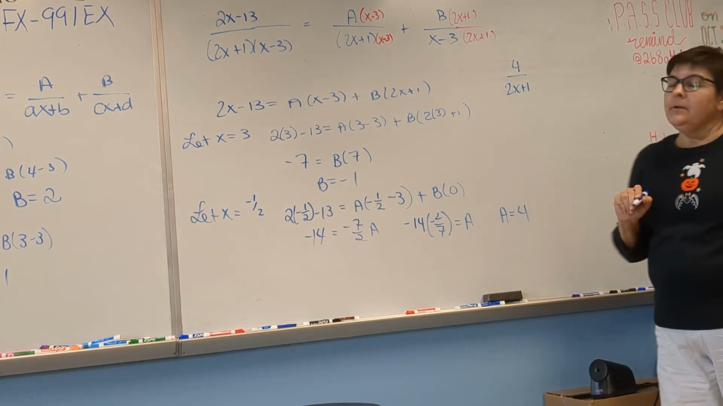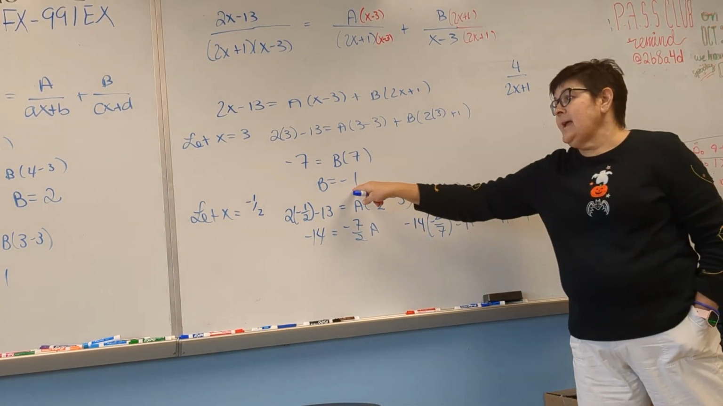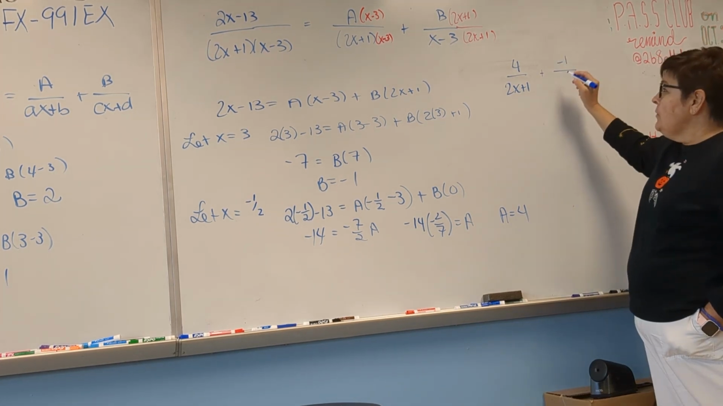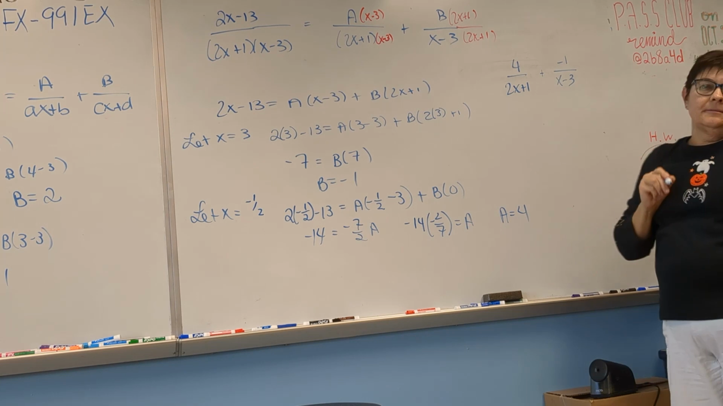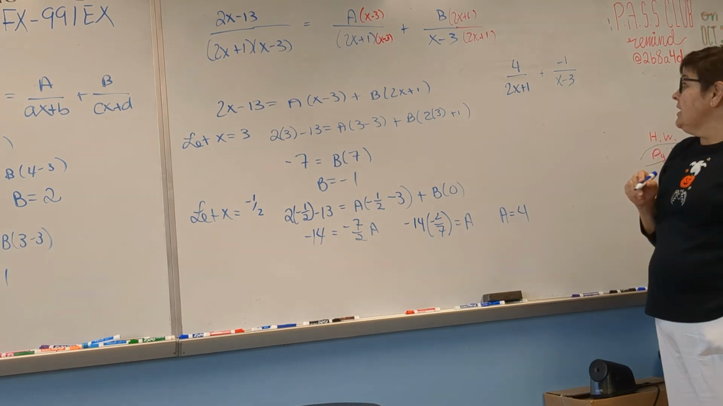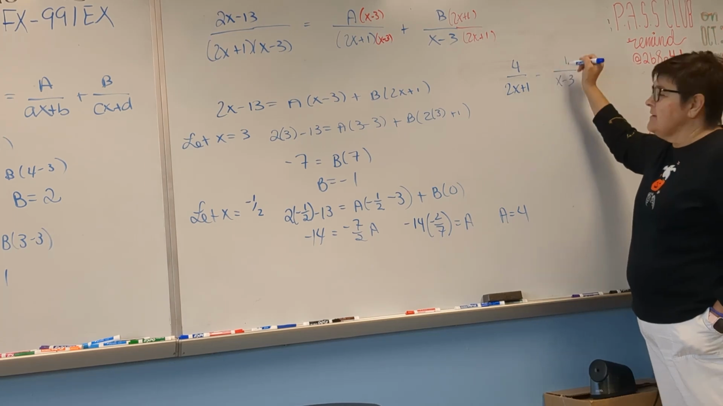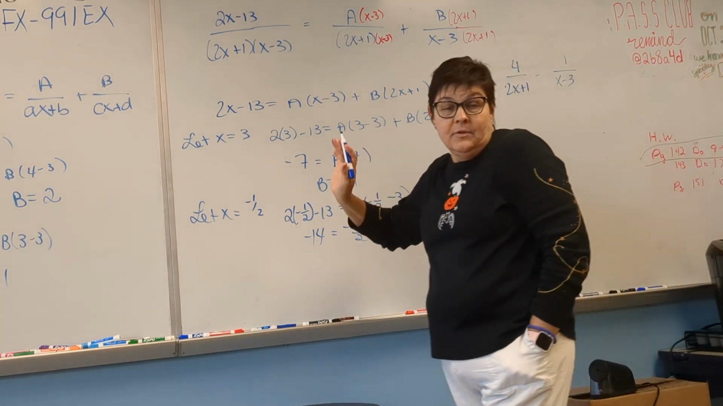And so a lot of people look at the b, it's negative. So you have two options. You can do plus -1 over x minus 3. The way I learned it back in the dark ages is I don't like the plus minus, so I just make this whole thing minus that. But you don't have to do it that way.